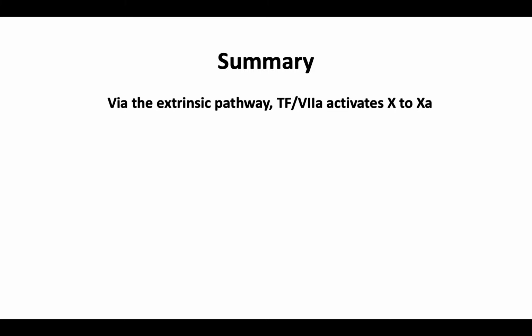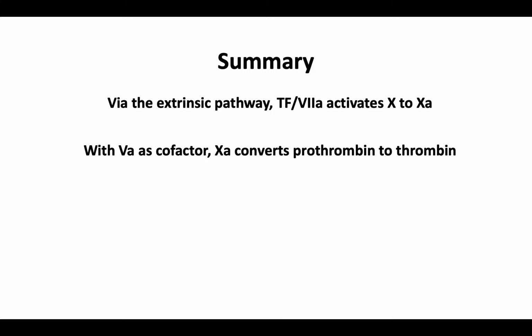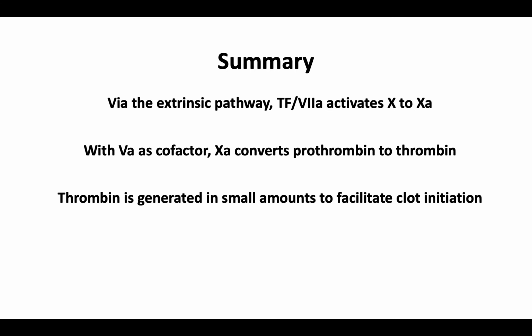In clot initiation, we activate the extrinsic pathway, and the tissue factor 7A complex activates factor 10 to 10A. Secondly, we learned that via the common pathway, activated factor 5 acts as a cofactor to help 10A convert prothrombin to thrombin. And finally, we learned that the thrombin generated in small amounts starts off the process of clot initiation.